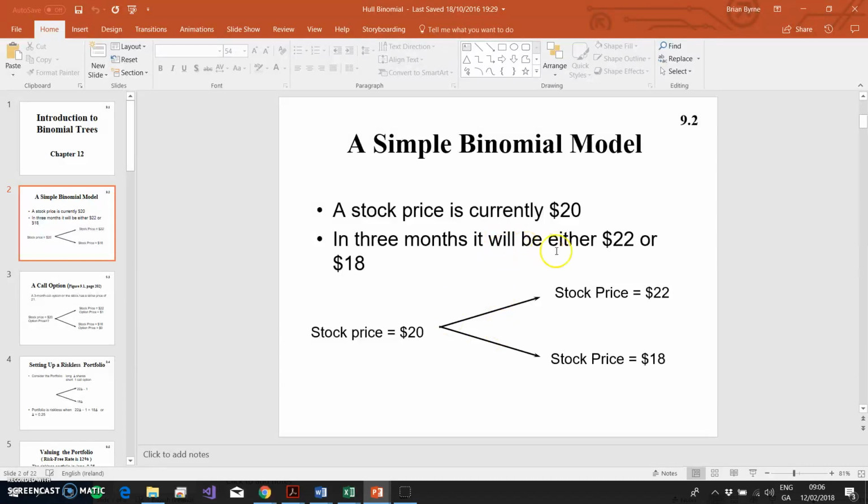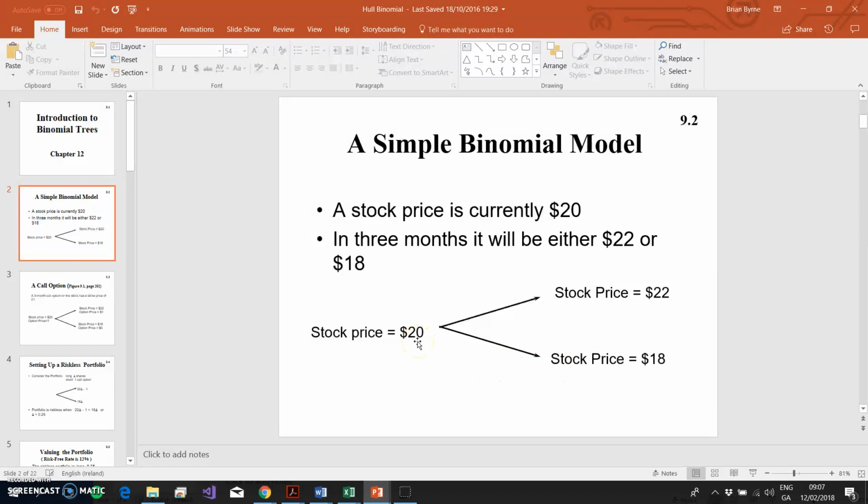So at its most basic, let's just take the simple framework that we have here. We have, in a very basic setup, a stock price today, and then we're only permitting two scenarios. The stock price goes up to 22, so that's an increase of 10%, or the stock price goes down to 18, a decrease of 10%.